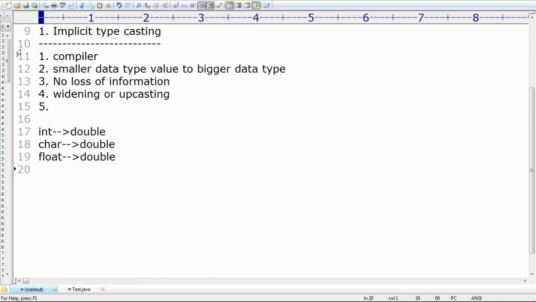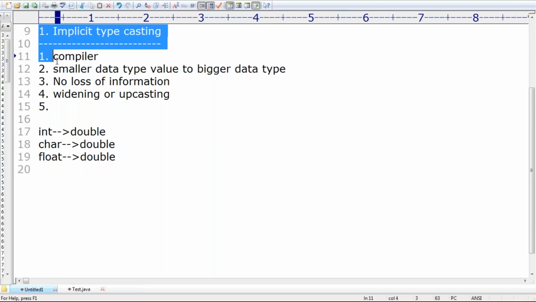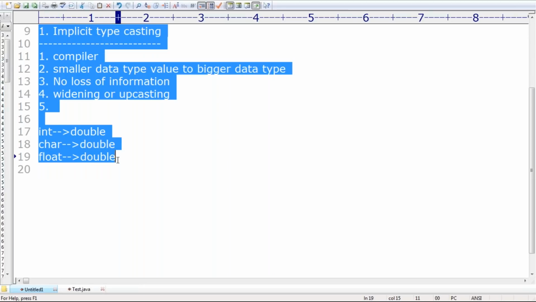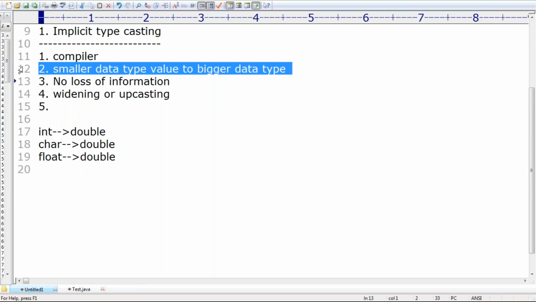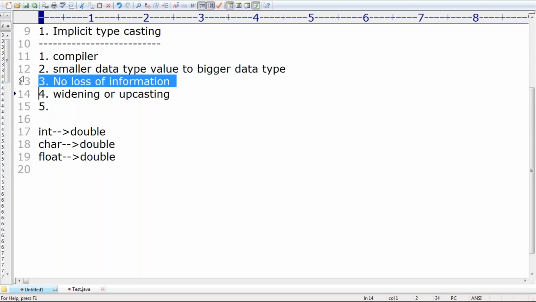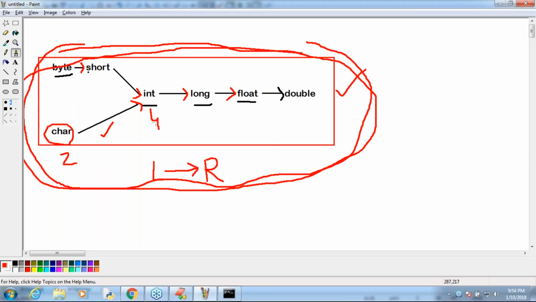That's all. This is about implicit typecasting. Any explanation required? The compiler is responsible. Whenever we are assigning a smaller data type value to a bigger data type, implicit typecasting will be performed automatically, with no loss of information. It is also known as widening or upcasting. These are the various possible conversions where implicit typecasting will be performed. Beyond this, we are not required to discuss anything extra.